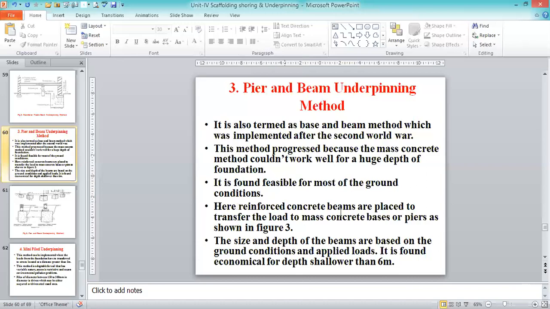Here, reinforced concrete beams are placed to transfer the load to the mass concrete bases or piers. Beam or pier is prepared as shown in figure 3. I will show you that. The size and depth of the beams are based on the ground conditions and applied loads, what the ground condition is and what the total load to be carried is. Because we are going for 2 stories, 3 stories or 4 stories, we add the number of stories based on that, as well as the ground condition, when we go for the pier and beam underpinning method. It is found economical for depths shallower than 6 meters. So up to 6 meters, we go for this technique, pier and beam.